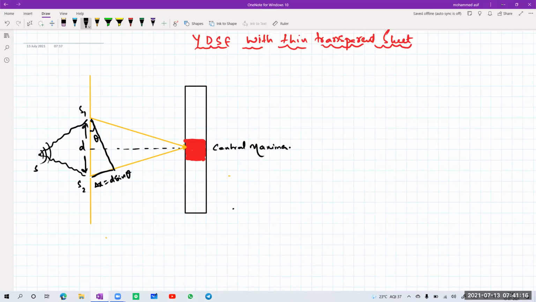The central maxima is also making an angle theta. This is your central maxima point. Is that clear for everyone? The wave from S1 is coming like this and is incident at this point, and one more wave from this one is coming and meeting at this point. Nothing has been kept yet. Now what I'm doing is keeping a thin sheet of paper in front of this one.